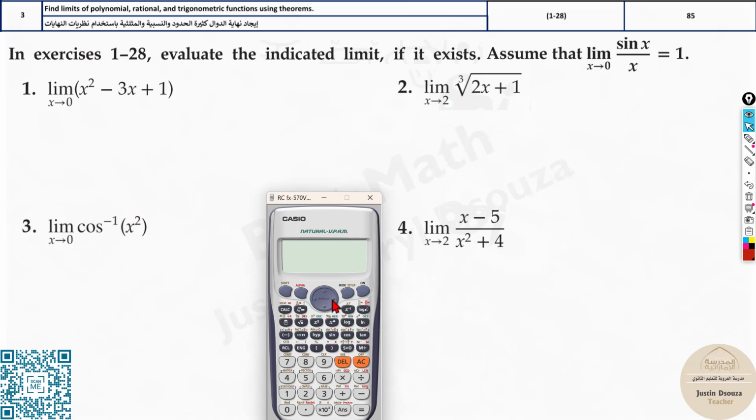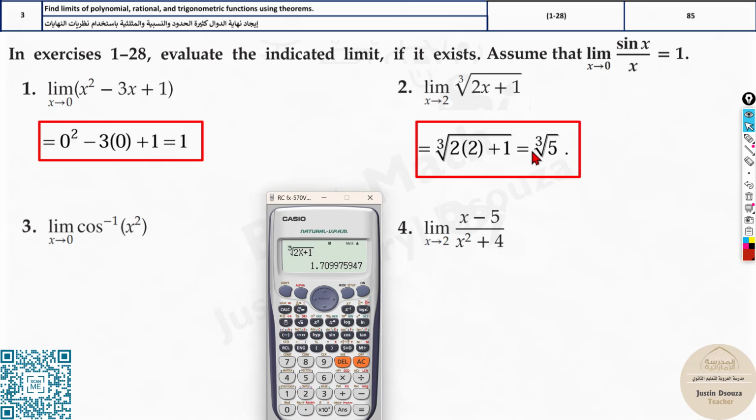What about the next one? You can directly put the, not square root, cube root. Press shift and this over here. Or you can press shift and this symbol over here. And you can type in cube, that is power 3, and 2x plus 1. Now, calculate this at 2. We are getting the answer 1.7. Now 1.7099 is basically the cube root of 5. I'll show you how. And 5 over here is 1.7099.